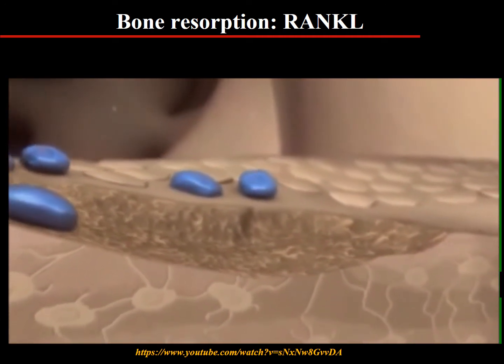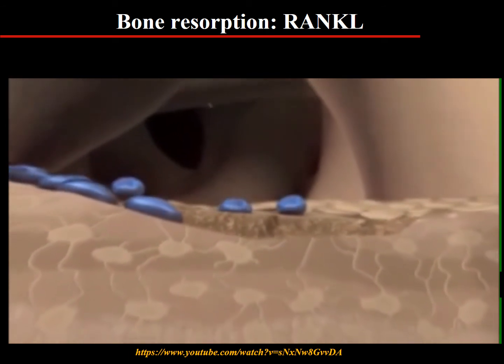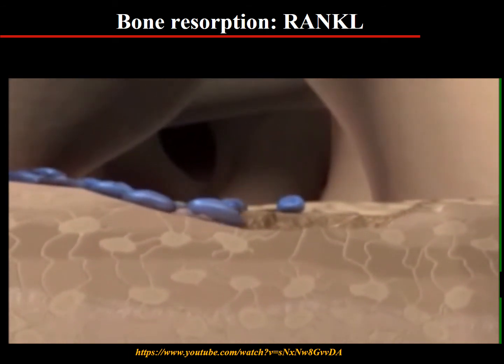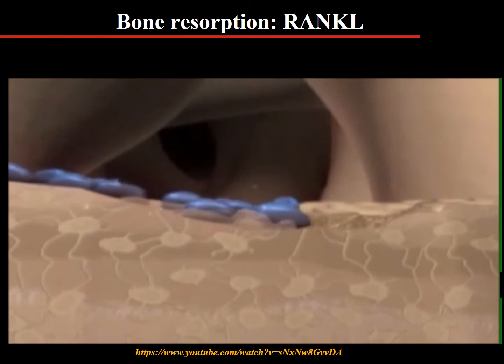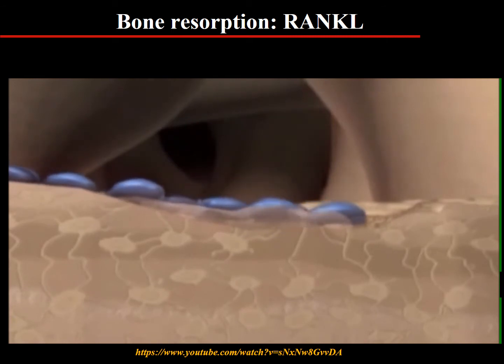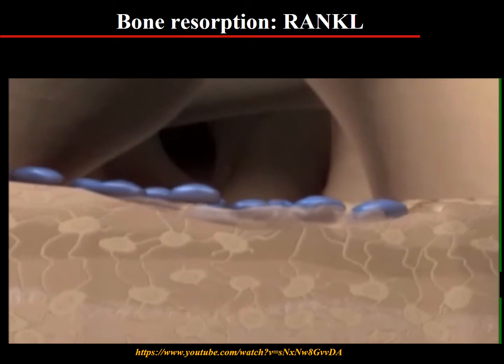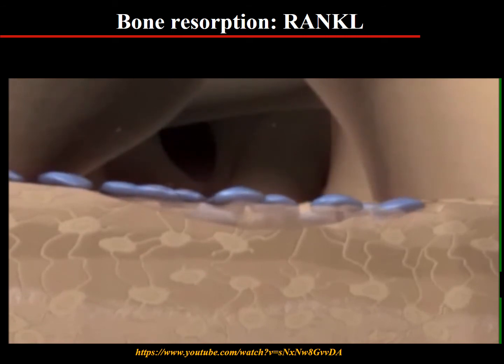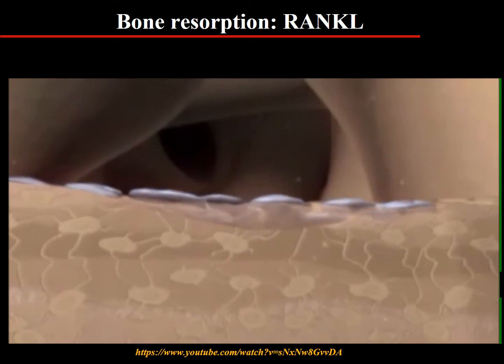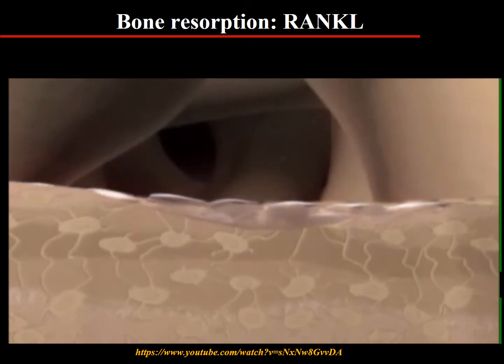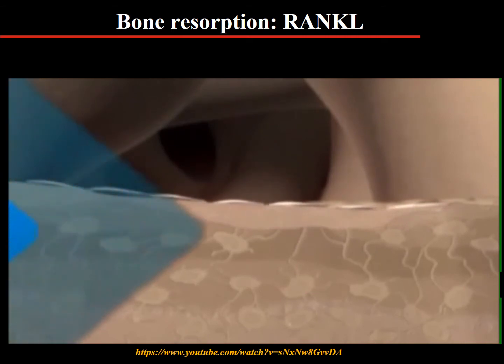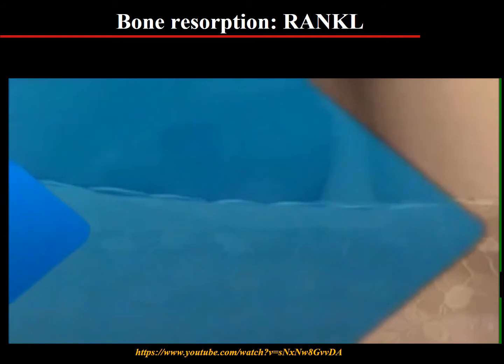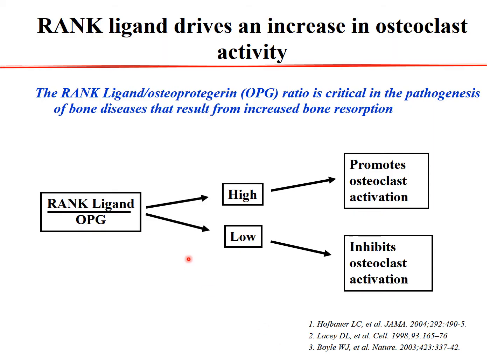Following bone resorption, osteoblasts migrate into the pit. Osteoblasts fill the pit with new bone matrix. Some osteoblasts become embedded within the matrix and eventually turn into osteocytes, while others become new lining cells on the bone surface. In the final stage of remodeling, the newly created bone matrix mineralizes and the bone returns to a resting state. So this is how the RANK ligand drives an increase in osteoclast activity.